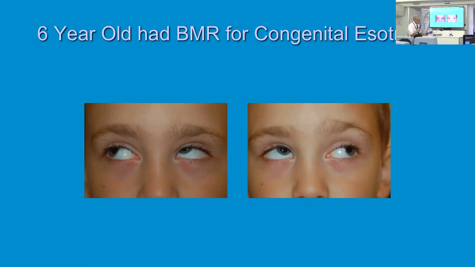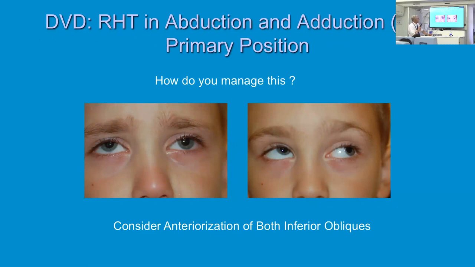So here you can see there's a right hypertropia in primary gaze, but a right hypertropia greater in right and left gaze, which is due to the inferior oblique overaction. This is due to the DVD. So you have to correct both. And that's where we consider anteriorization of the inferior obliques in order to correct both in that case.